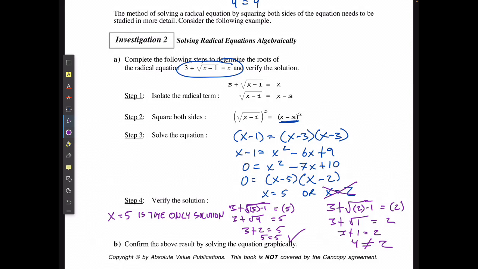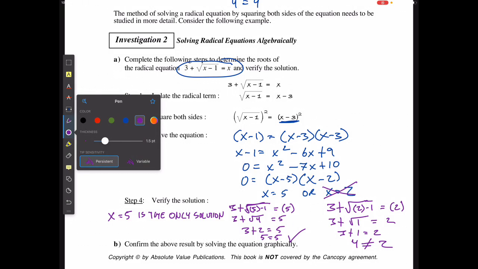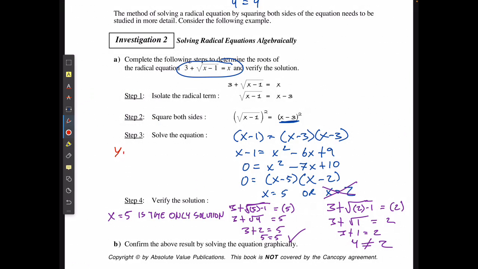If I graph this out in my calculator, in order to confirm these, I'm going to graph y1 is equal to 3 plus the square root of x minus 1. And I'm going to say that y2 is just going to equal x. And when I solve for when they cross, they only cross once, when x is equal to 5.